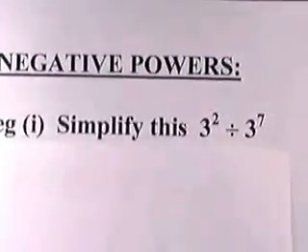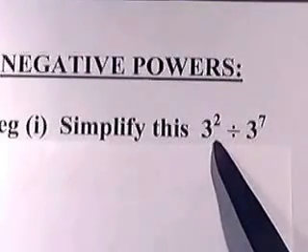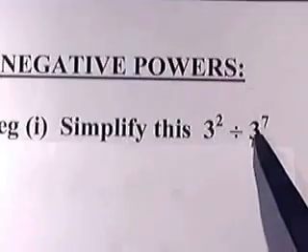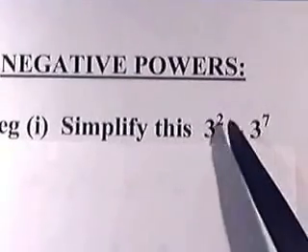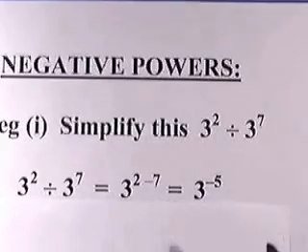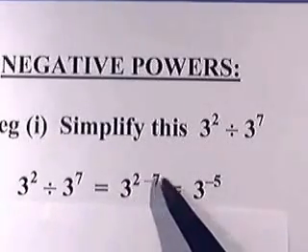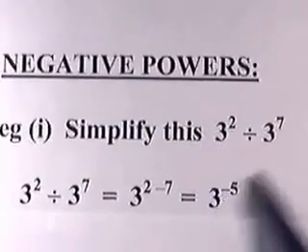Okay, now let's go straight into an example. Supposing you had to simplify this. The two base numbers are the same, 3 and 3, so we must subtract the powers. So we do it like this. 3 to the power of 2 minus 7, it's minus 5.